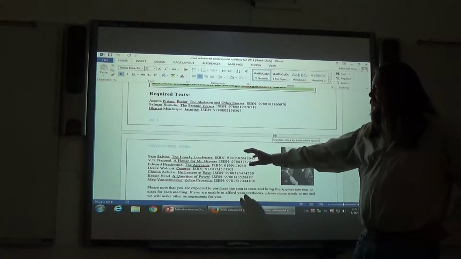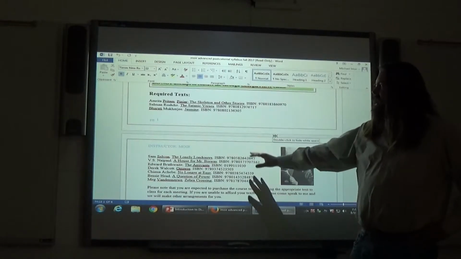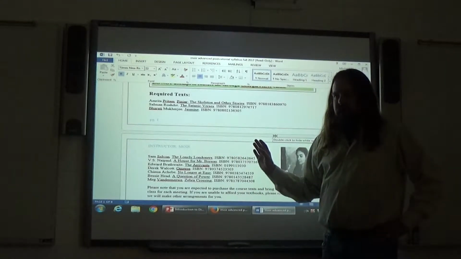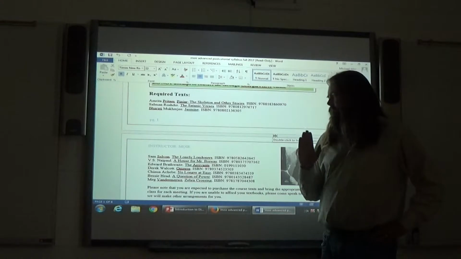So see if you can get copies of these. We're not looking at either of these for a couple of weeks yet, so see if you can get copies on your own. If you can't, then let me know.